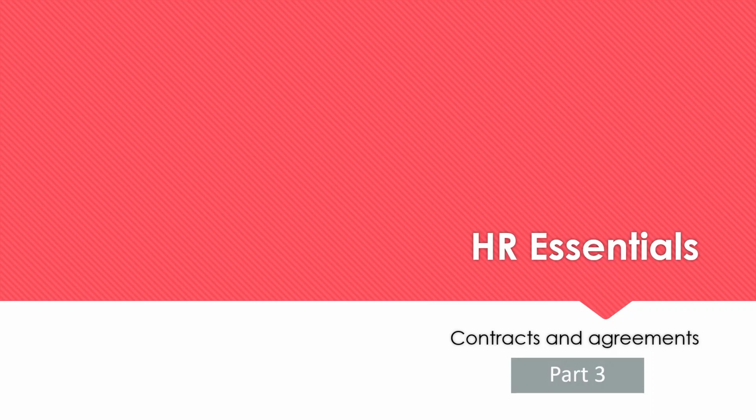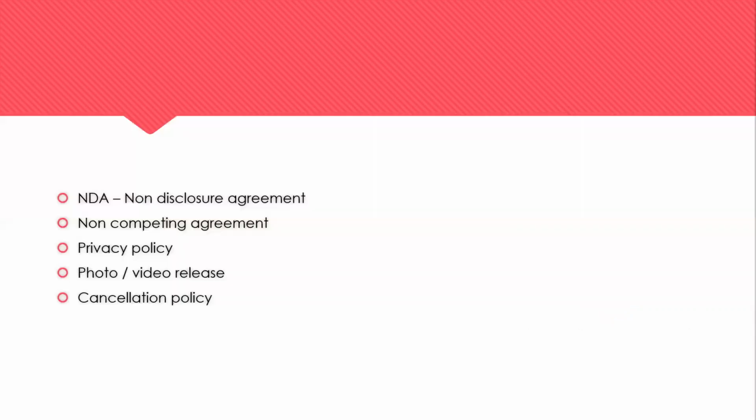So what are the main agreements that you may have? An agreement or a contract is agreed with two or more parties to do something for the other. There are different types of agreements that you may have. Some examples are the non-disclosure agreements, the non-competing agreement, privacy policies, photo video releases, and cancellation policies. So let's talk about each of them in detail.